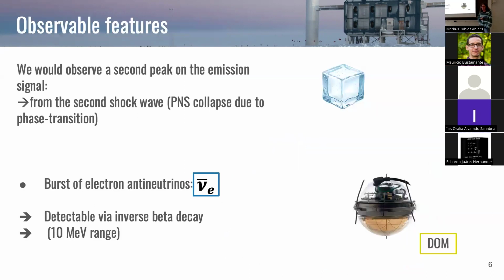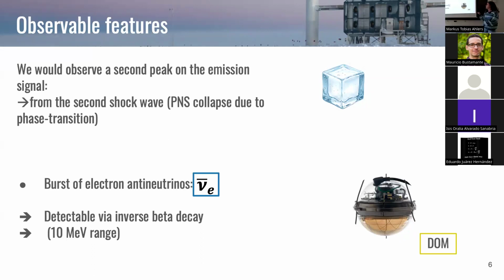So what we would expect to observe is two peaks: one from the regular collapse, so the regular supernova emission, and then another one from the second shock wave, which is going to be of higher energy and higher luminosity. Well, not really super higher energy, but just a little bit, but much higher luminosity.